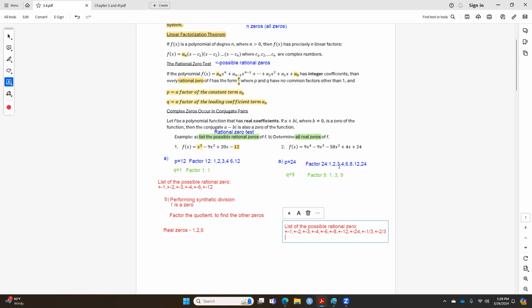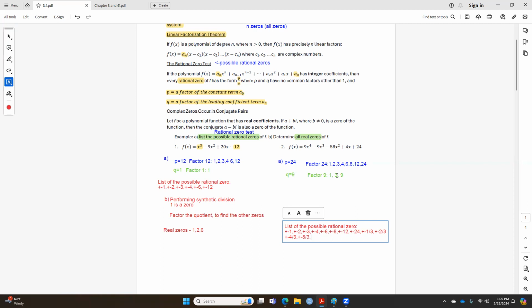The next possible rational zero is 3 over 3, and we know 3 over 3 is 1. 1 is already here, so you do not need to repeat it. The next one is 4 over 3, which is 4/3. The next is 6 over 3, which is 2, and we already have 2, so we don't repeat it. The next one is 8 over 3, which we don't have. 12 over 3 is 4, and 24 over 3 is 8, both already listed. Those are the ones with a factor of 3 in the denominator.